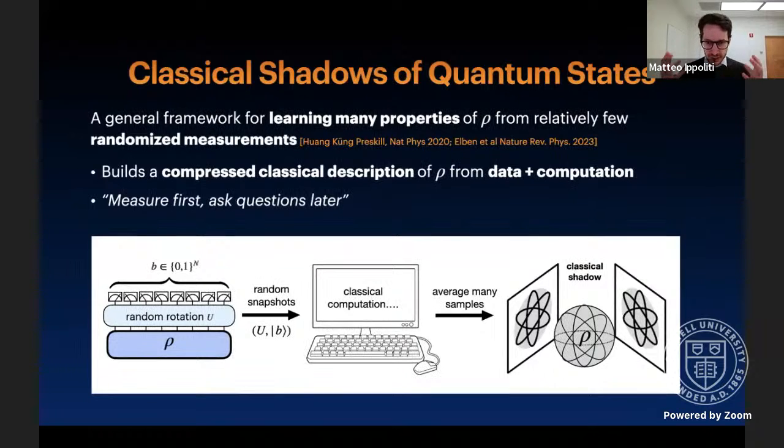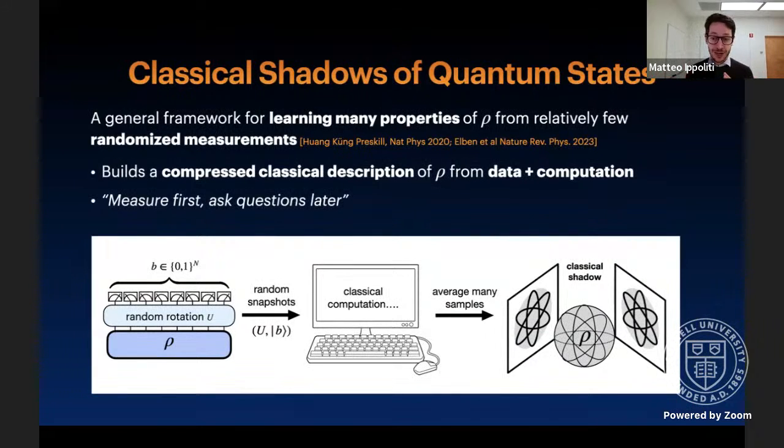Won't really do it justice. There is a rich literature at this point, but I'll try to give the main idea, which is that we are trying to learn many properties of an unknown quantum state from a small number of measurements. These measurements are randomized in the sense that we don't know in advance what we care about. We just generically want a description of the state, no particular observable in mind.